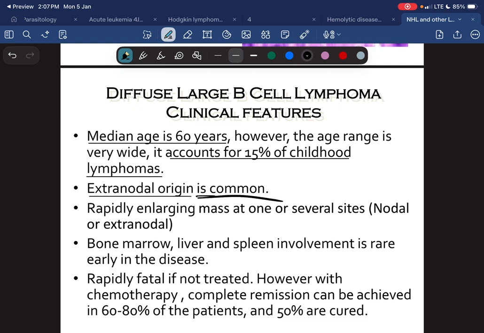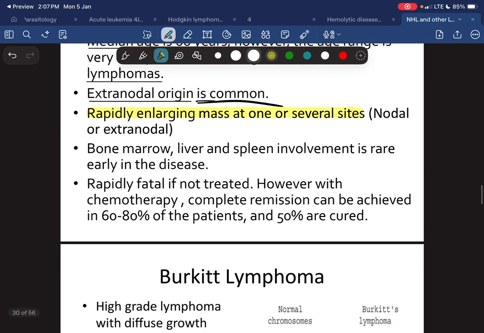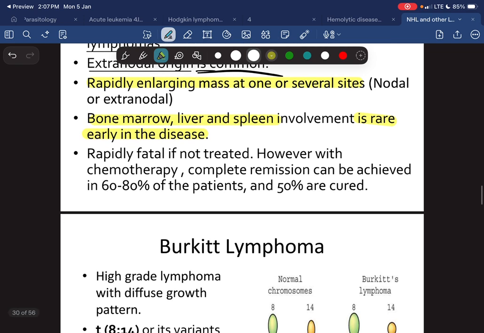Extranodal presentation is common in DLBCL. A patient may come with DLBCL affecting soft tissue, the skin, or sites other than the lymph nodes. So it is common. It presents as a rapidly enlarging mass at one or several sites. So, rapid growth of the tumor.